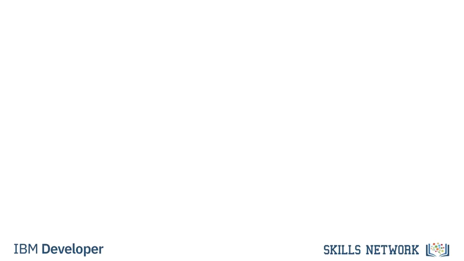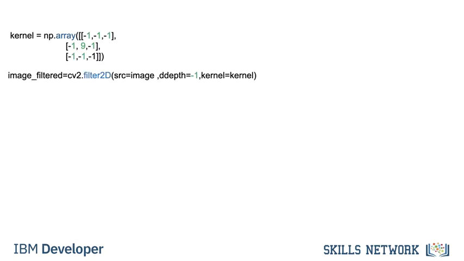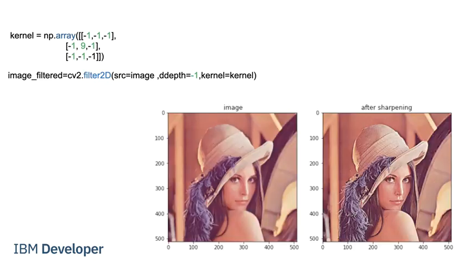Image sharpening involves smoothing the image and enhancing the edges. We can accomplish image sharpening by applying the following kernel. We then apply filter2D. Comparing the image before and after, we see it is much crisper.